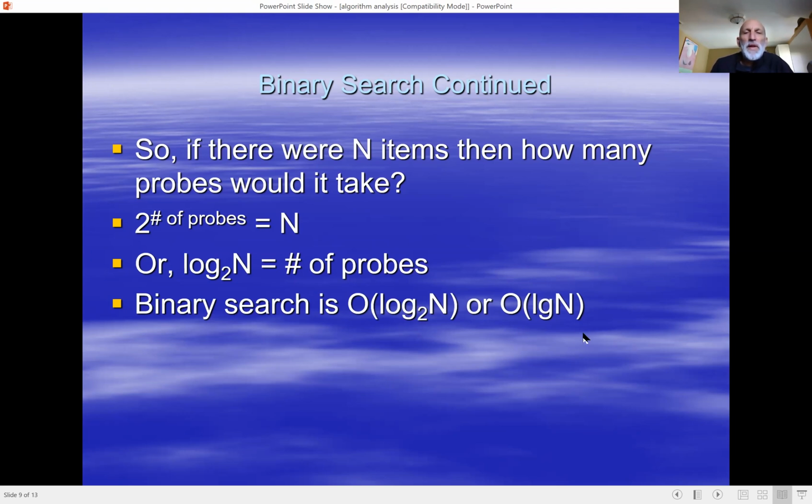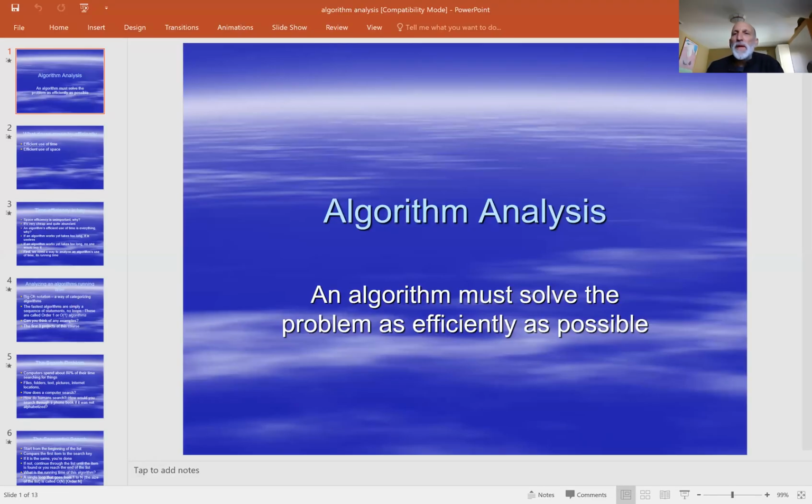So then the question is, well, how much faster is it than sequential search? I'm going to go off into a whiteboard here for a second.